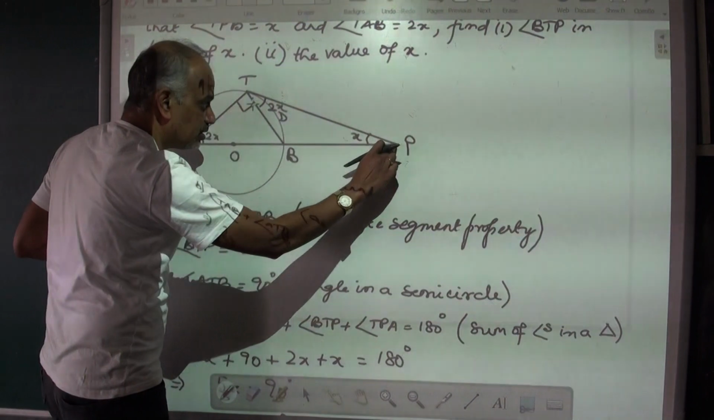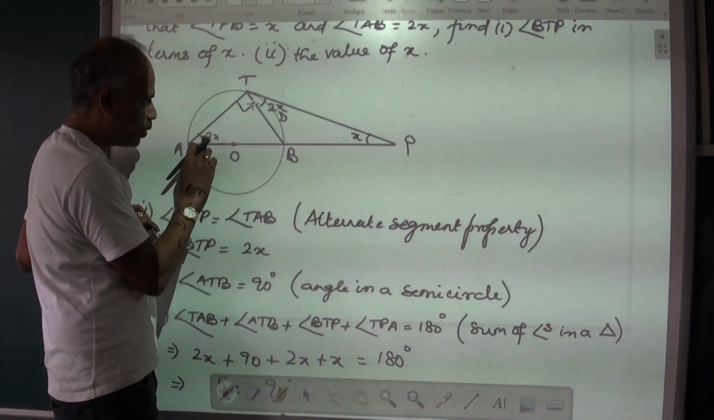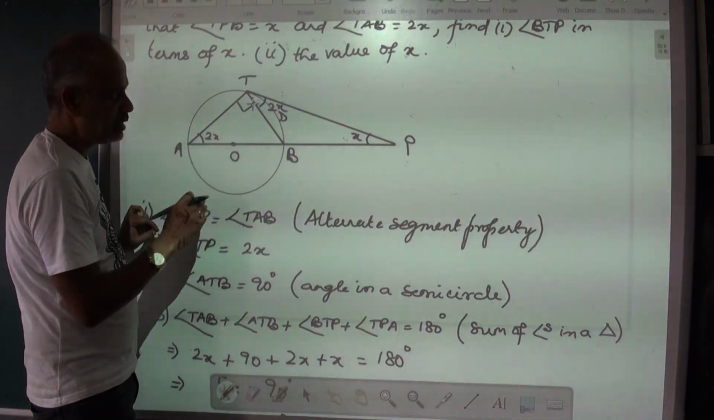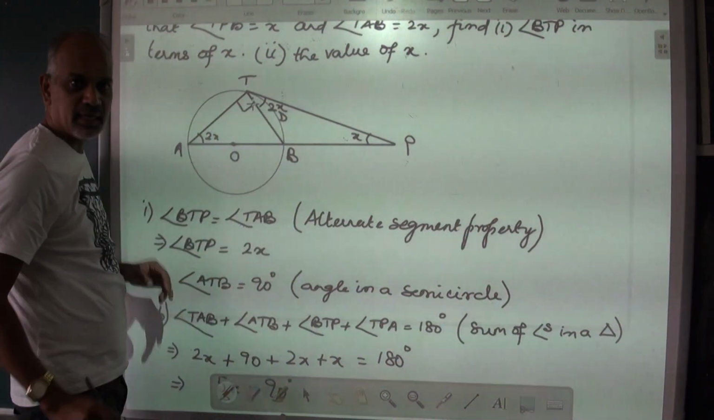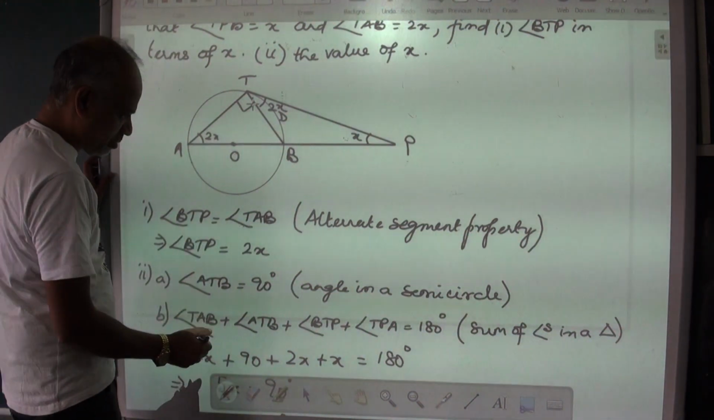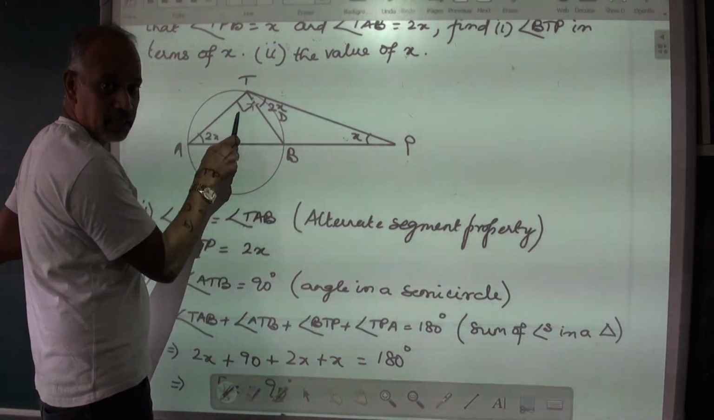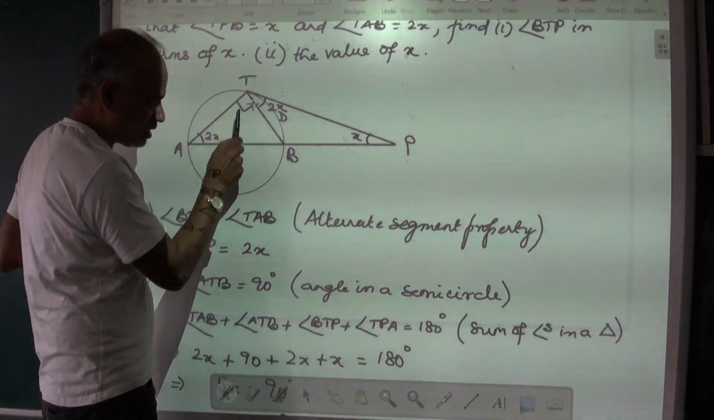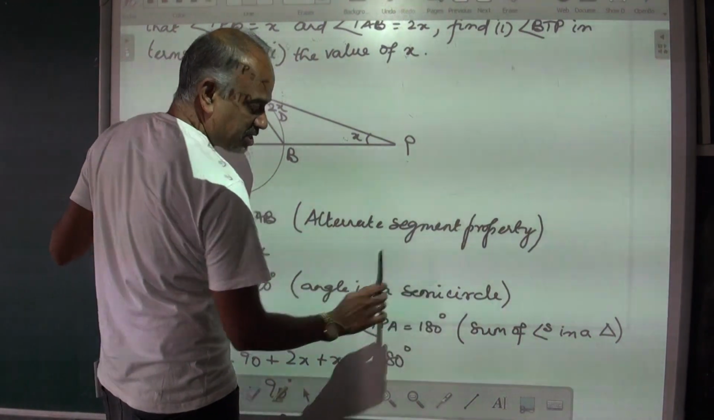Now look at your triangle. See whether you know all the angles. 2x, x, 2x and 90 together. If you add all of them, you should get 180 degrees, the sum of angles in a triangle. So our next step is finding the 90 here. Angle ATB is 90 degrees. This one is 90 degrees. Reason? Angle in a semicircle.